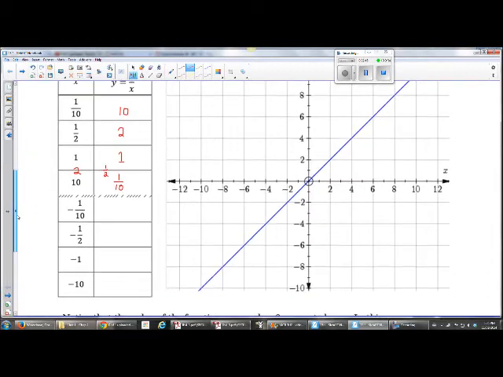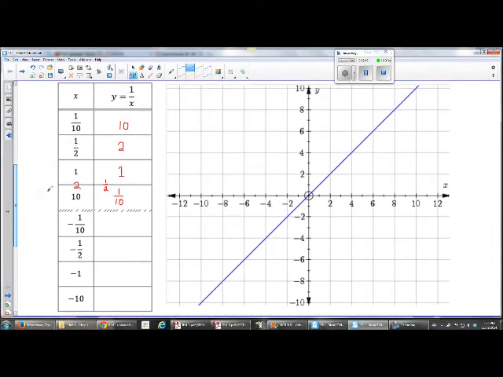Okay, so I'll plot those points. This is going to be a little tricky. 1/10, well, this is 1 right here. x equals 1, so 1/10 is going to be 1/10 of the distance. So we need to plot about 1/10 and 10. It's going to be around there. It's going to be really tricky to plot that.